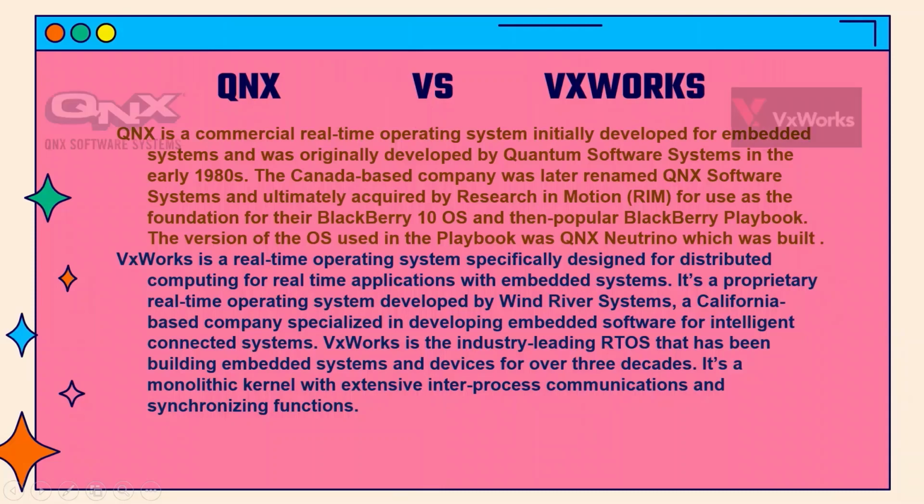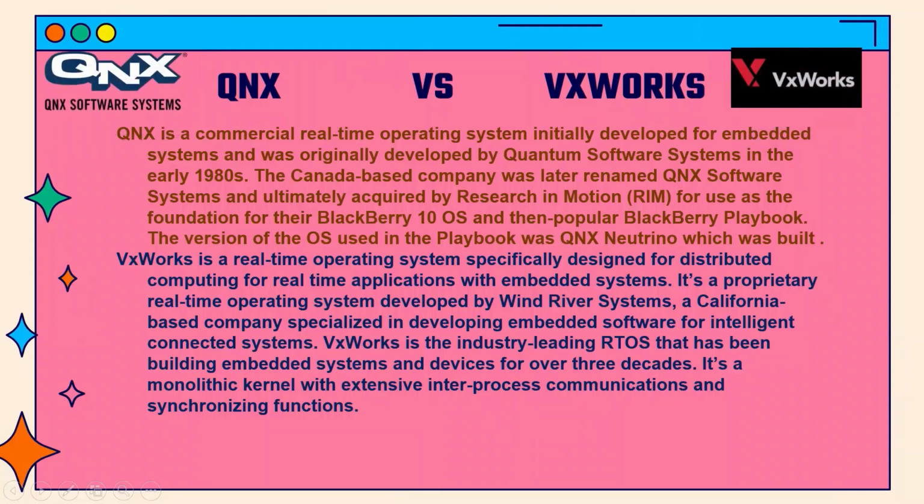QNX versus VxWorks. QNX is a commercial real-time operating system initially developed for embedded systems and was originally developed by Quantum Software Systems in the early 1980s. The Canada-based company was later renamed QNX Software Systems and ultimately acquired by Research In Motion for use as the foundation for the BlackBerry 10 OS and then the BlackBerry PlayBook. The version of the OS used in the PlayBook was QNX Neutrino.